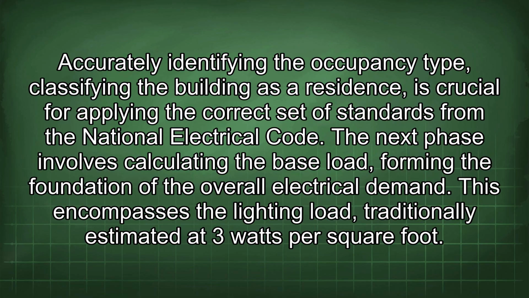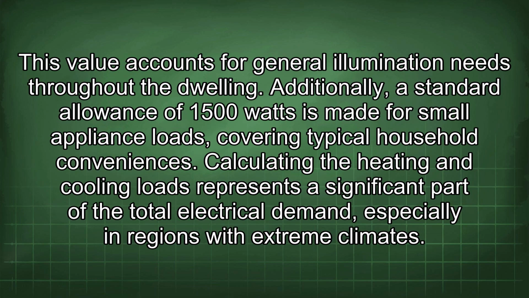The next phase involves calculating the base load, forming the foundation of the overall electrical demand. This encompasses the lighting load, traditionally estimated at 3 watts per square foot. This value accounts for general illumination needs throughout the dwelling. Additionally, a standard allowance of 1500 watts is made for small appliance loads, covering typical household conveniences.